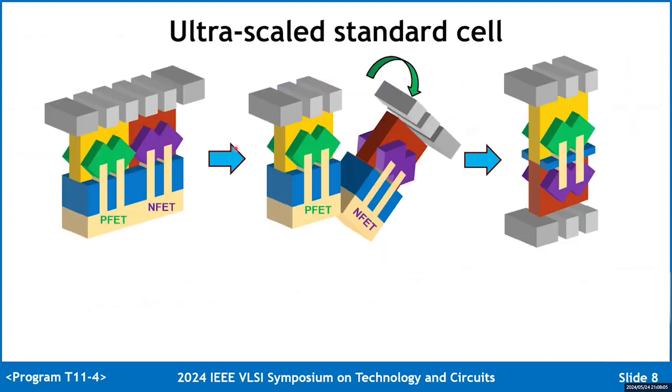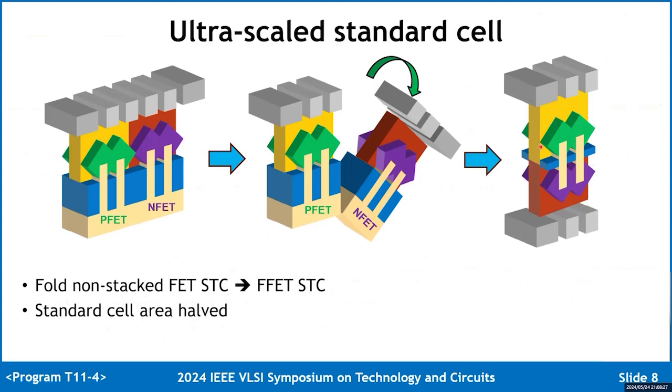As you can see here, it's easy to understand how to build a flip FET standard cell. Just fold a non-stacked FET standard cell. Let the P-FET stack on N-FET, or the N-FET stack on the P-FET, in a back-to-back way. And you will get a flip FET standard cell with dual side active and interconnects. Obviously, the standard cell area is halved.